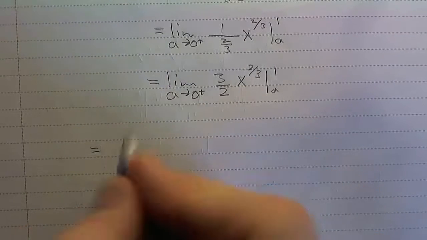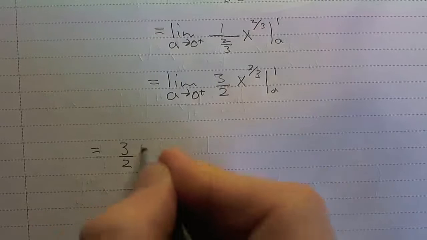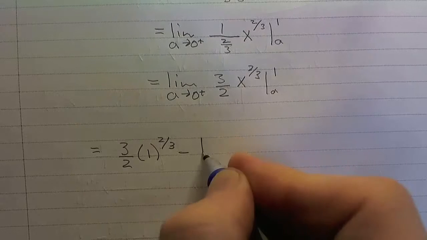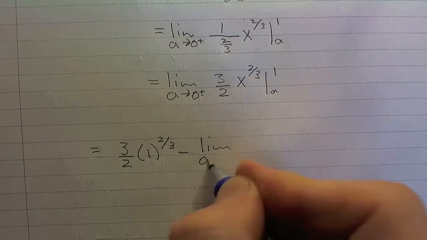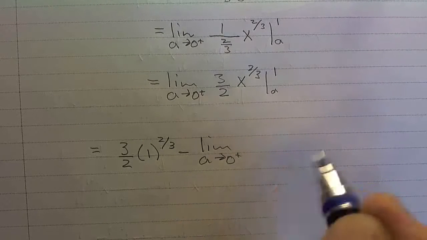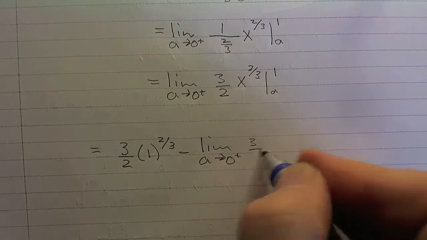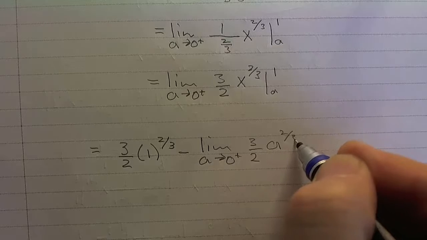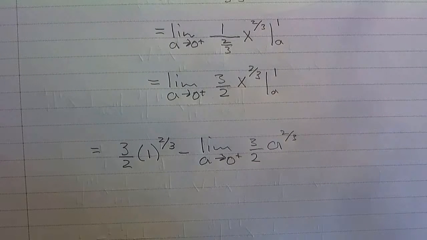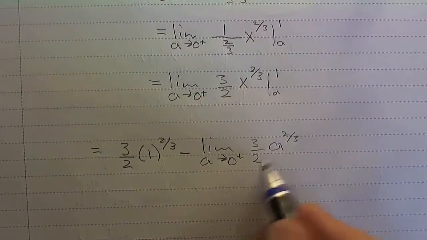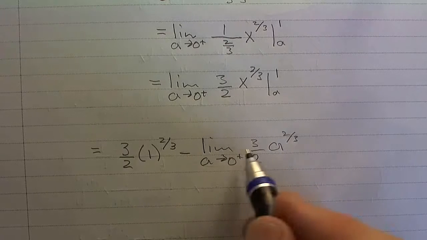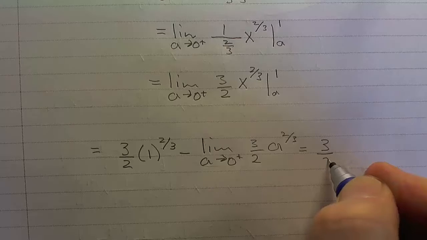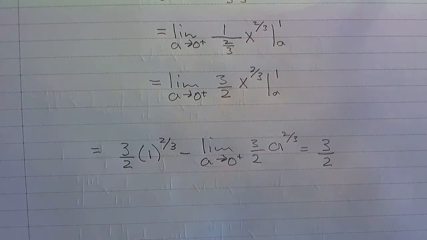And so here's what we've got now. I plug in the 1, and I've got 3/2 times 1 to the 2/3 minus the limit as a goes to 0 from the right of 3/2 a to the 2/3. Well, as a goes to 0, this whole thing here goes to 0. So really what we have here is 3/2 as the answer.